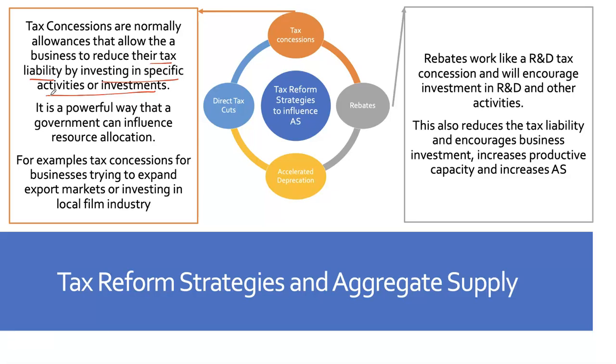Rebates work slightly differently. They do work like tax concessions in a way, and they encourage investment in other activities as well. So I like to think of these as being very, very similar. An example could be a research and development rebate, where you get a tax concession if a business does research and development. And we know if that comes good, a business will be more efficient, more effective, increasing aggregate supply.